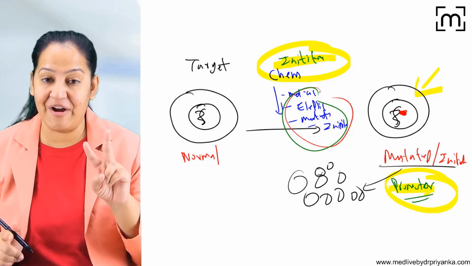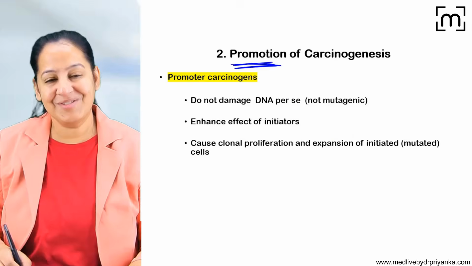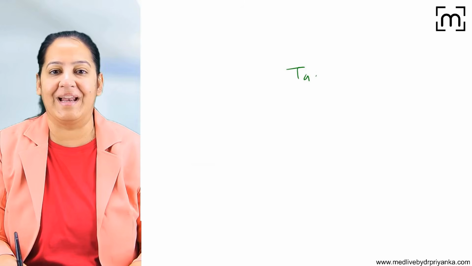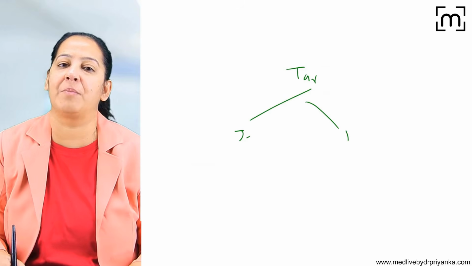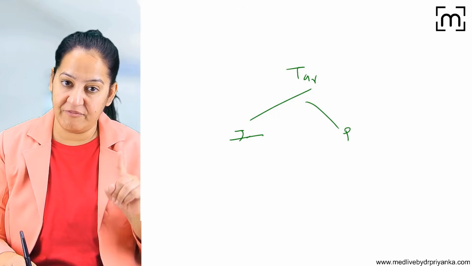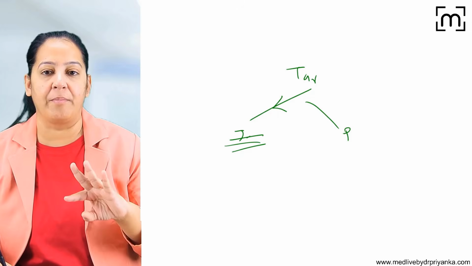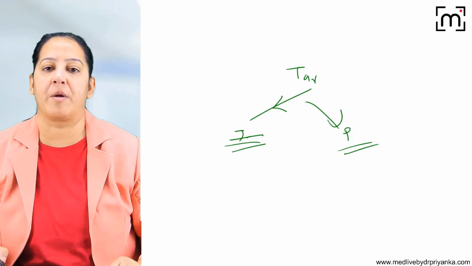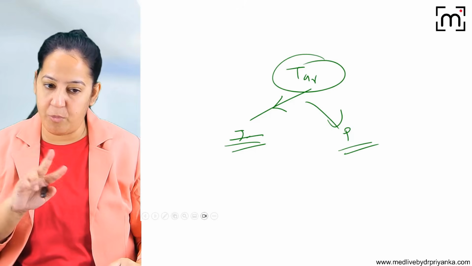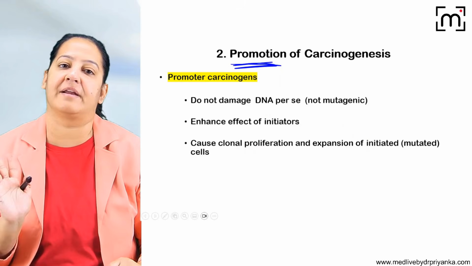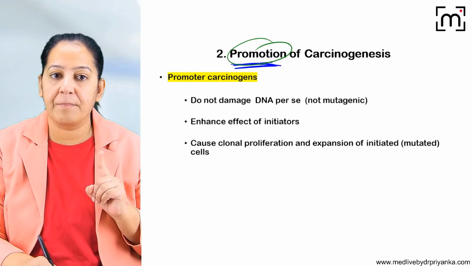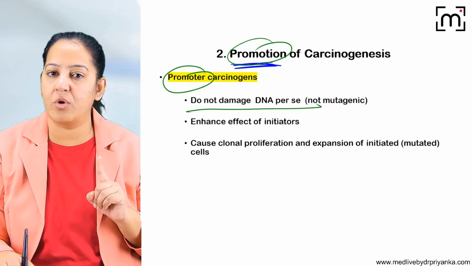It means we require two chemicals for producing cancer. Sometimes one chemical only, like TAR, is initiator also, promoter also. So first it will do the function of initiator, it will do the mutation. And once the mutated cell is formed, it will proliferate it and do the function of promoter. So sometimes one chemical is doing both functions and sometimes two different chemicals are required. So what is a promoter? A promoter is the chemical that does not cause mutation.